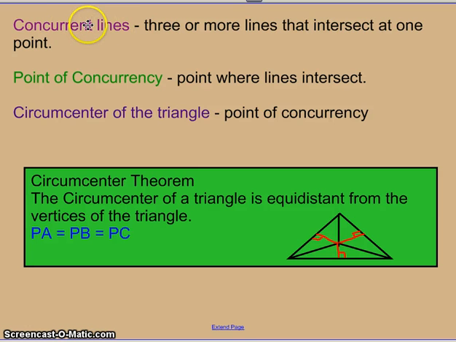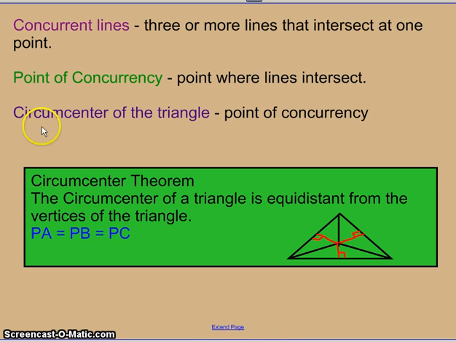Concurrent lines. All concurrent lines are lines that intersect at a common point. So you could have 3 of them, 4 of them, 5 of them. Must have 3 of them for concurrent lines. But they all intersect at one point. That point is called the point of concurrency. That's the point at which they all intersect.